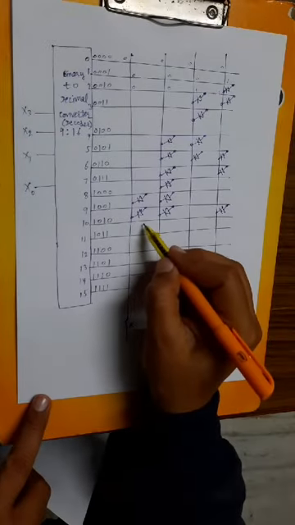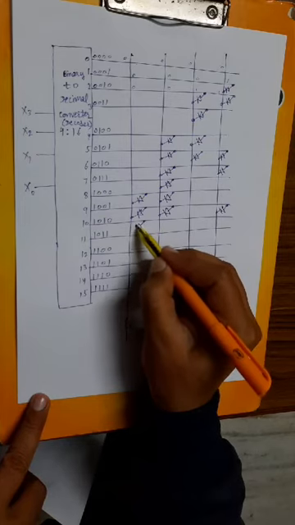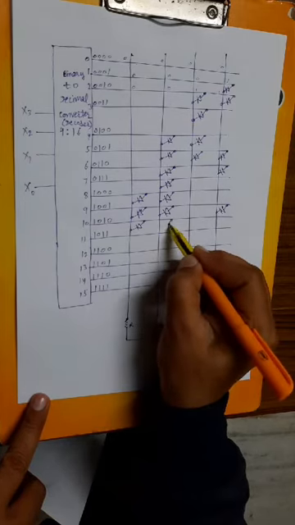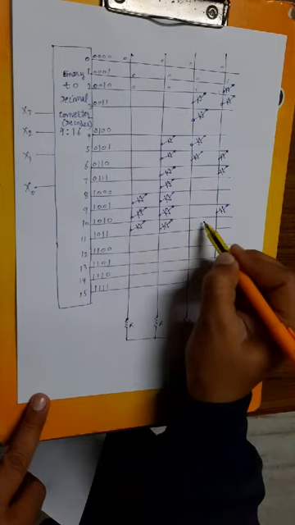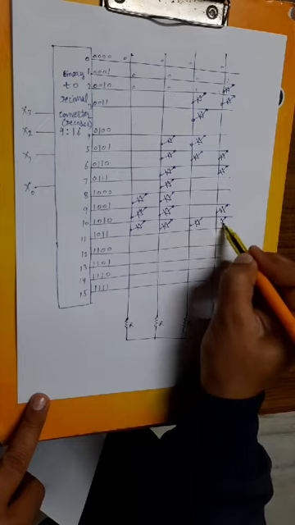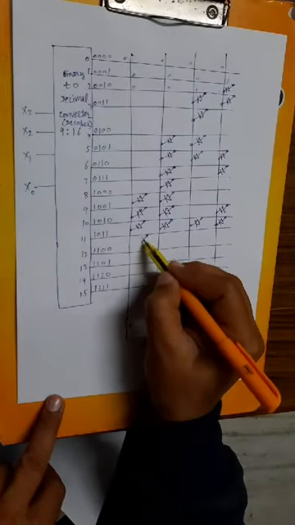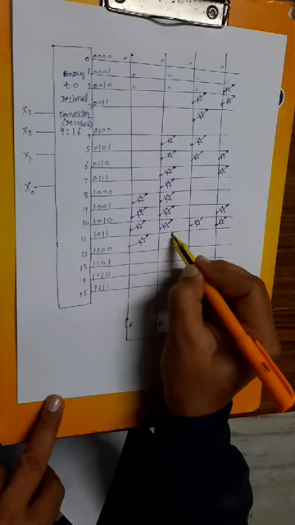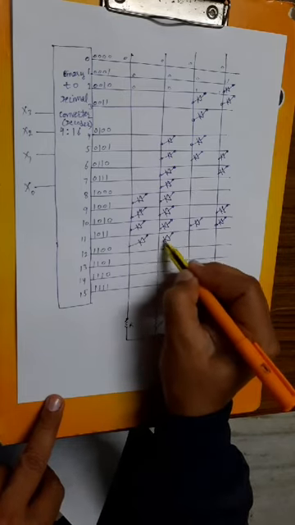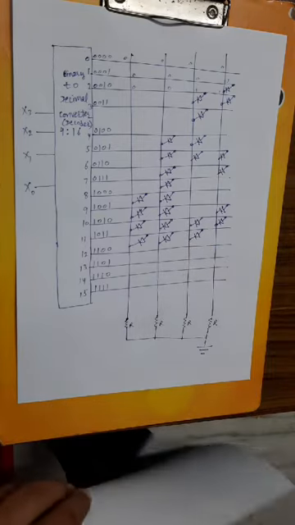On every intersection there is 1. Then on the 11 combination, 1 1 1 0.